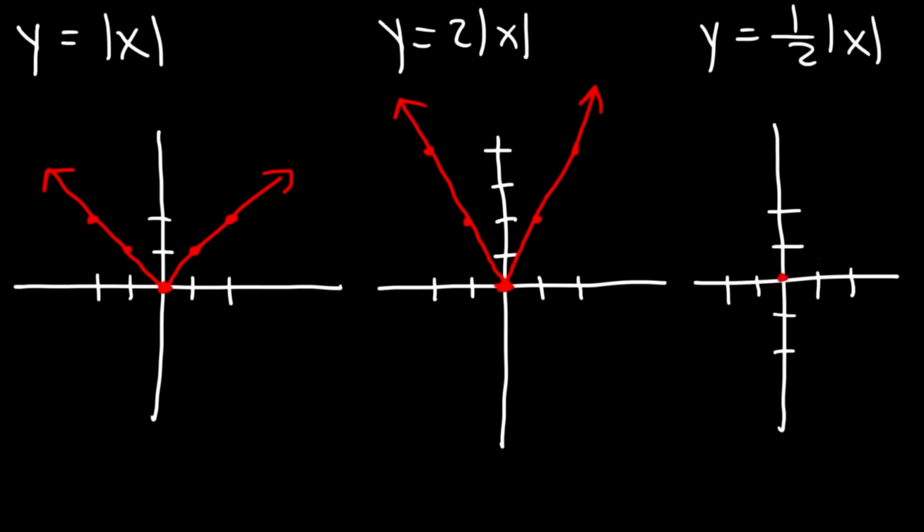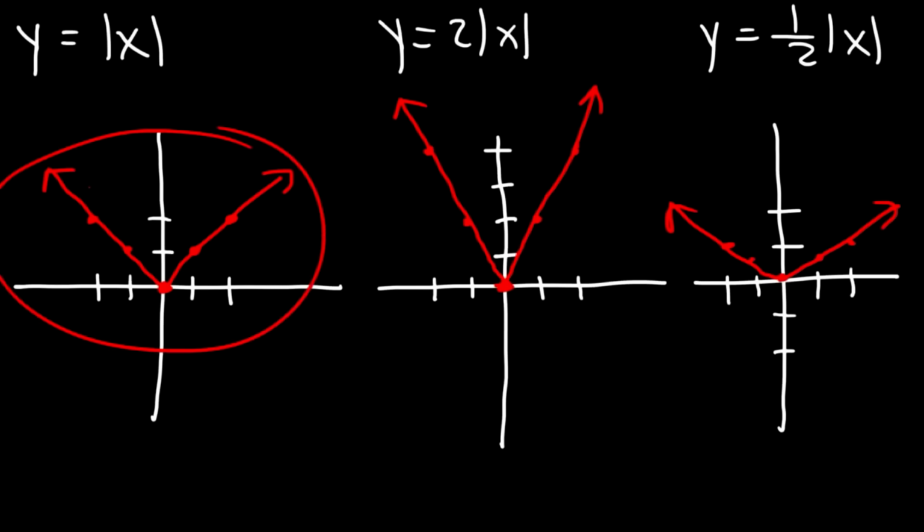So at 1, it's going to be 1/2. At 2, it's going to be 1. And so this is a vertical shrink. The y values were cut in half. They're half of what they were compared to that graph. So now you can visually see how a vertical stretch appears and a vertical shrink appears as well.